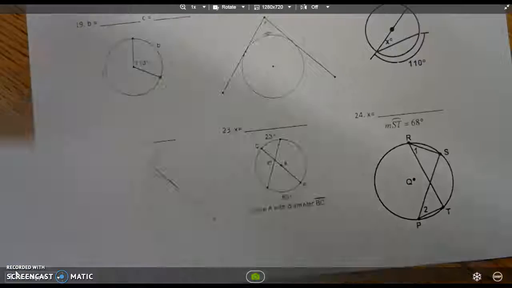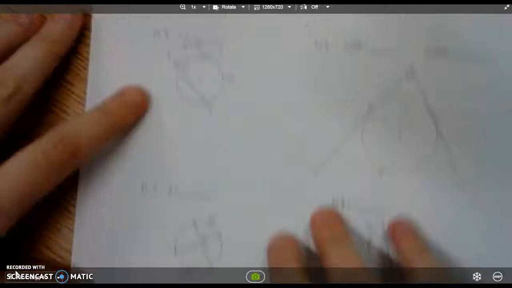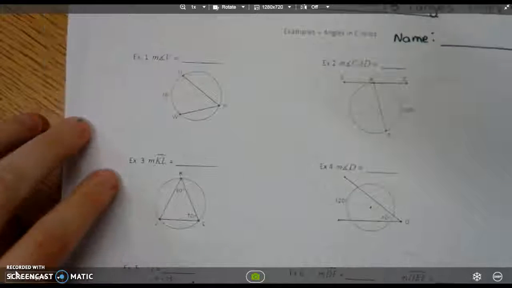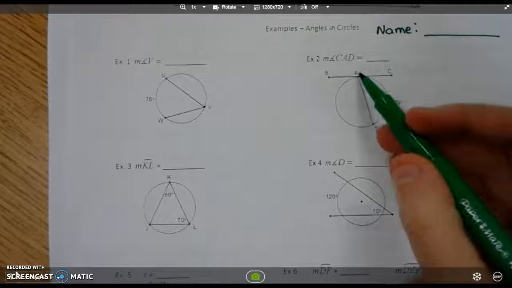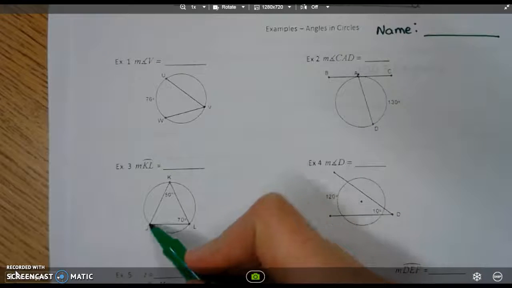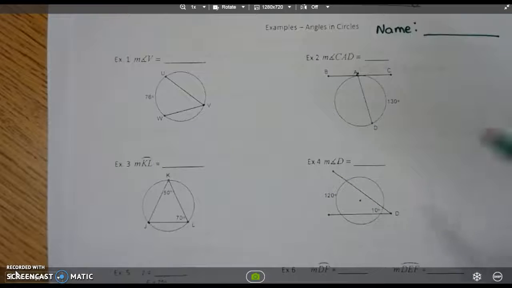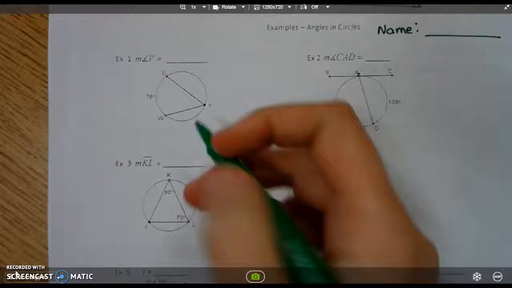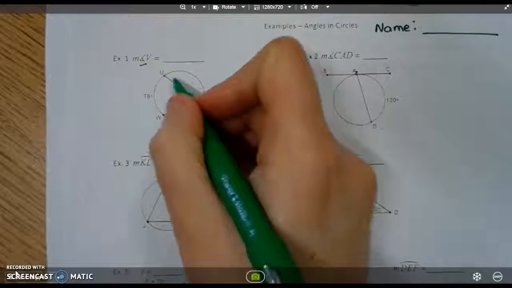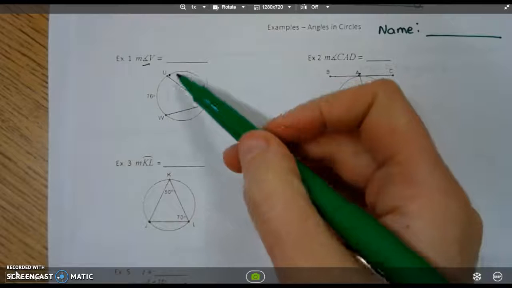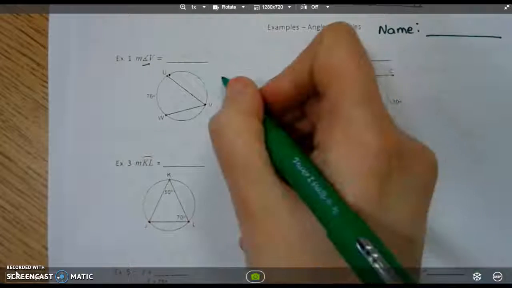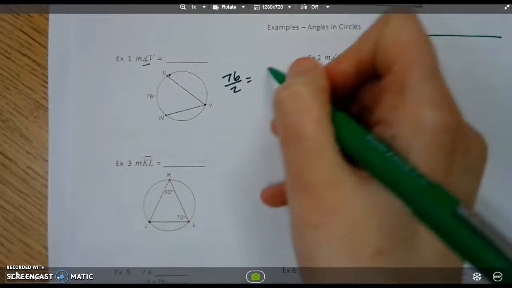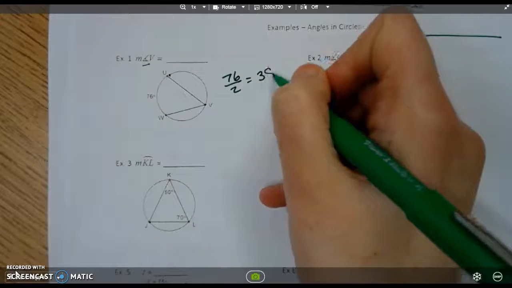So let's go back to the examples. Examples 1, 2, and 3 all have vertexes on the circle, right? Meaning they're just inscribed angles, which we've done before. So we're looking for angle V. Angle V has the endpoints U and W. So it's just half of this, so 76 divided by 2 is 38.